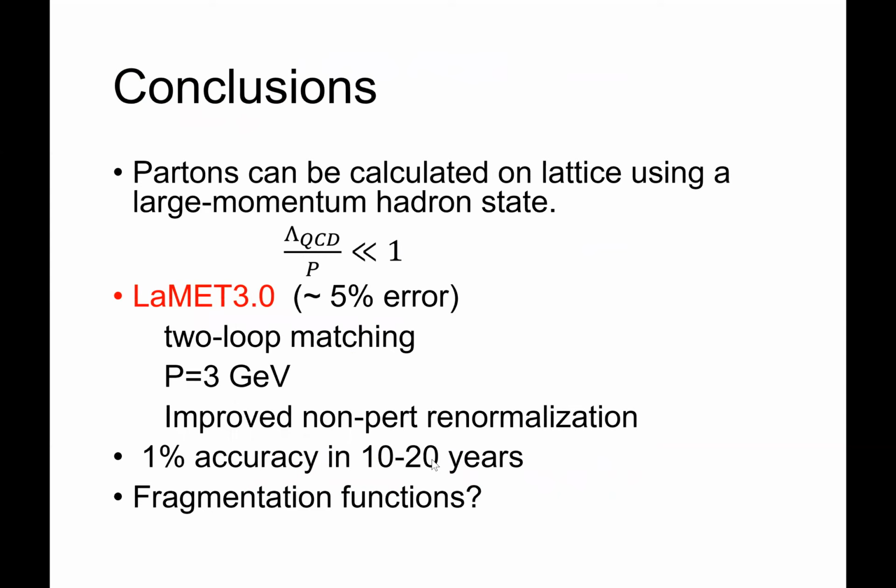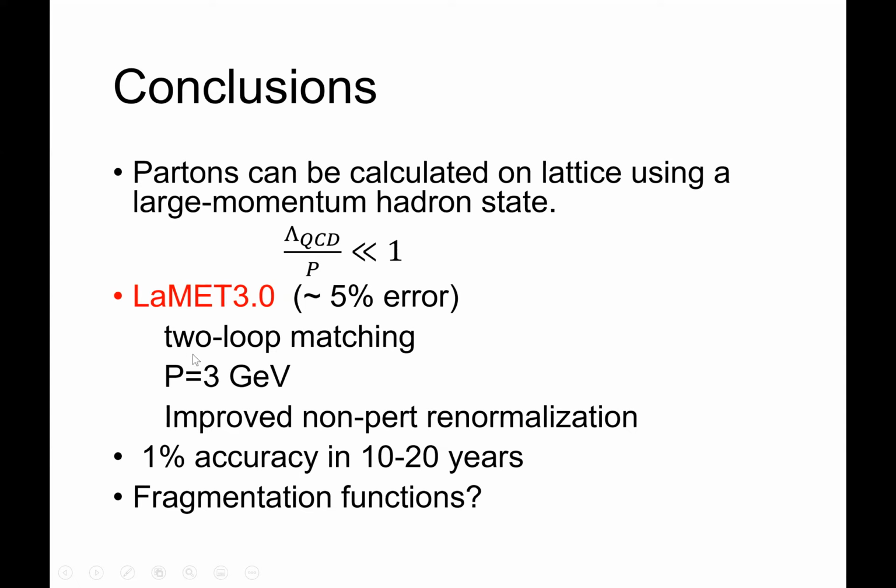Okay, so I think it's time for me to stop. What I'm trying to tell you is that partons can be calculated on the lattice using large momentum hadrons, so long as the momentum is much bigger than the mass of the hadron or Lambda QCD. And as we're getting to LaMET 3.0, we can expect 5% errors in the middle region of x.